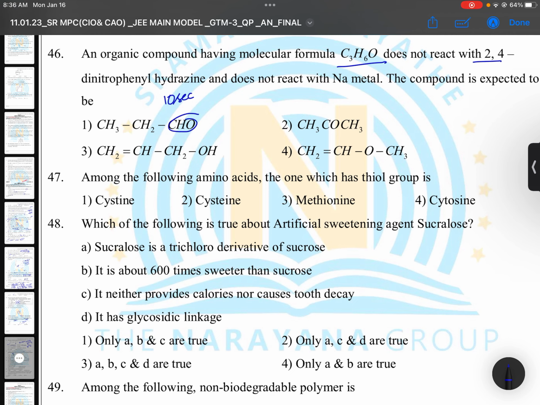Aldehydes, ketones, they will react with 2,4-dinitro. So these two options are gone because they do not react. Then sodium metal, alcohol will react with sodium metal. This is also gone. So your answer is this one.